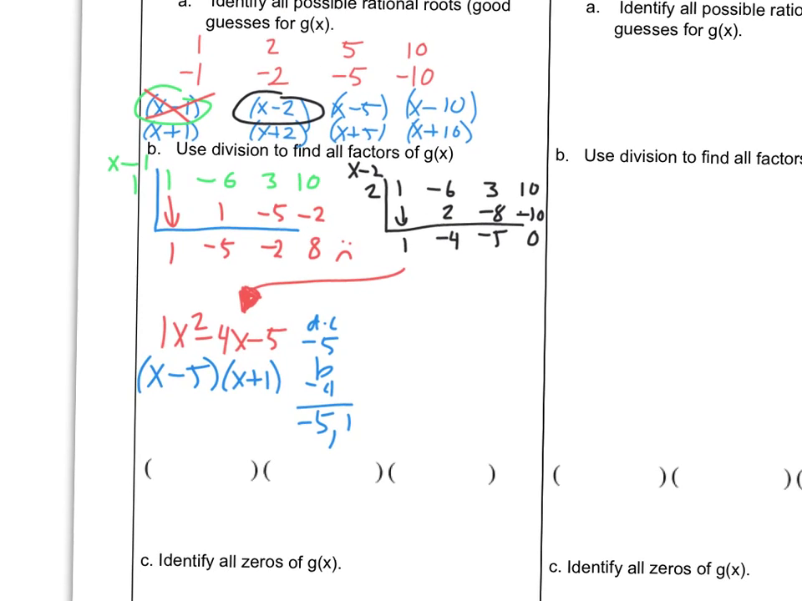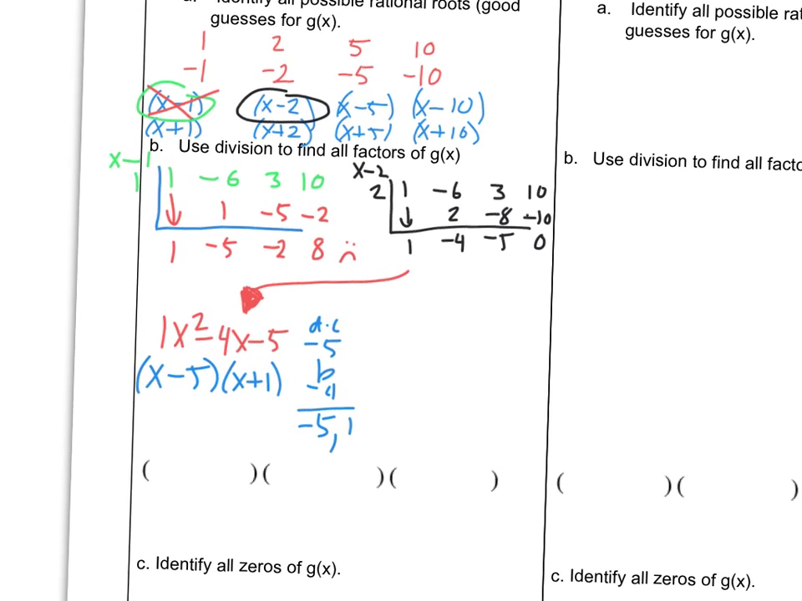Looking at what we've got inside of our parentheses, the first one I'm going to put is going to be x minus 2. That's what I divided by. The next one I'm going to put is going to be x minus 5. And the last one is going to be x plus 1.